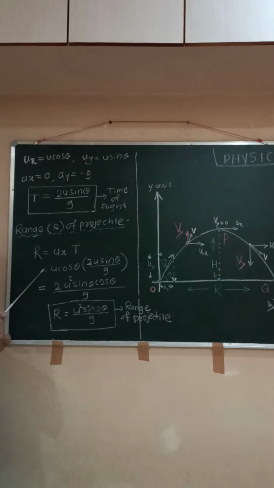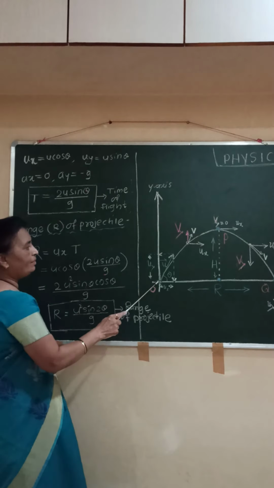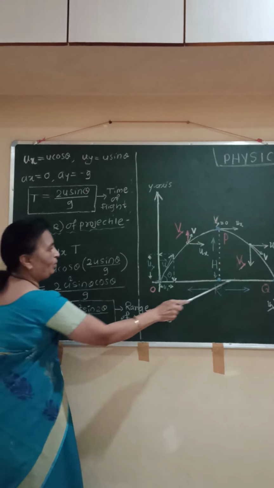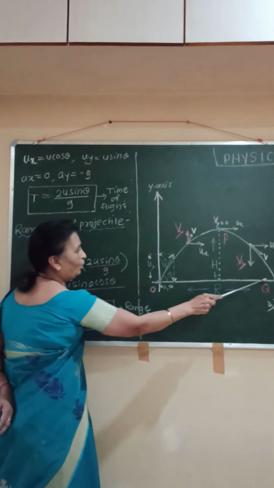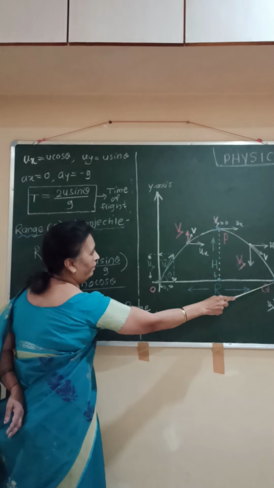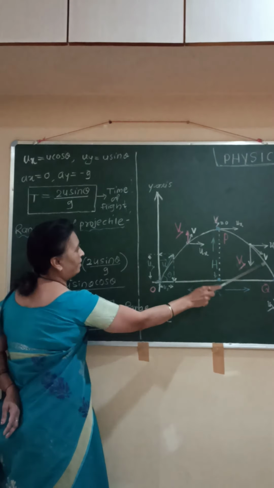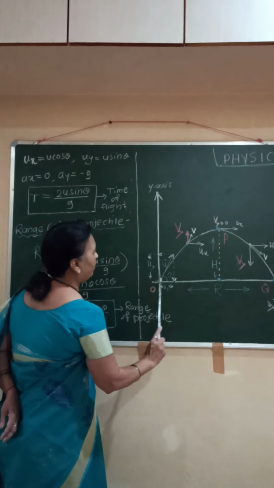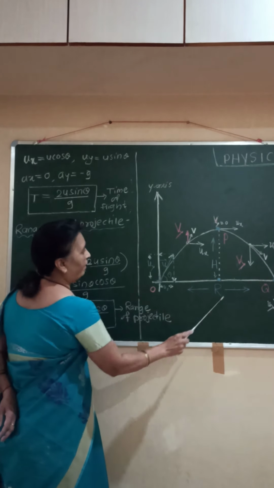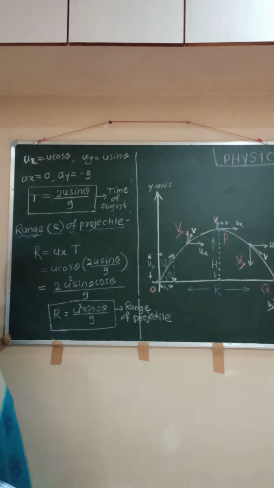Now the next formula we have to derive is for the range, which is denoted by capital R, of the projectile. And as we have said, range is what? This is the horizontal distance from the point of projection to the point where the projectile reaches after covering its entire trajectory. That means this distance from O to Q is called the range of the projectile.